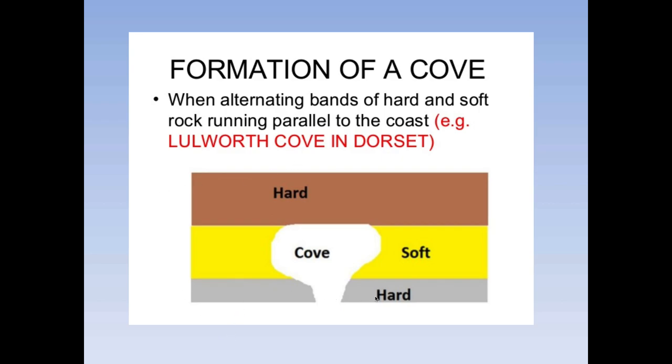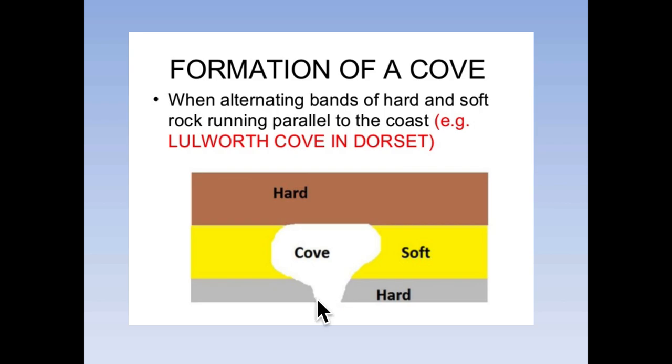So what you have to imagine is that there's some kind of line of weakness in this rock. There's a fault or a crack or a joint. There is a line of weakness in this hard rock. And of course, what we know now is that's going to get weathered. It's going to be eroded by processes like hydraulic action. And that line of weakness will just get bigger and bigger and bigger.